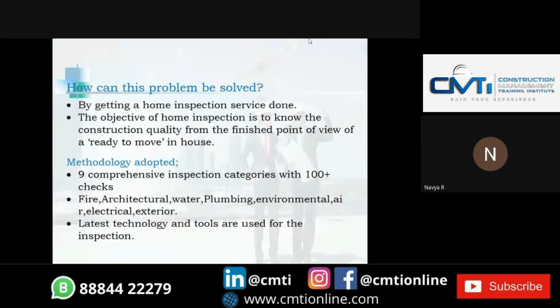So how can this problem be solved? By getting a home inspection service done. The main objective of a home inspection is to know the construction quality from the finished point of view in a ready-to-move-in house. The methodology adopted is nine comprehensive inspection categories with 100-plus checks: fire check, architectural, water, plumbing, environmental, air, electrical, and exterior. All these checks will be done before handing over the house. The latest technology and tools are used, and even software will be used.